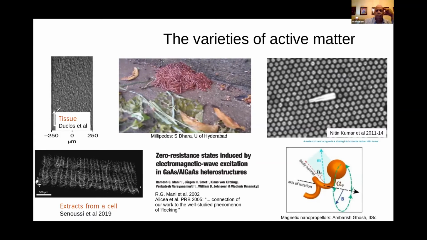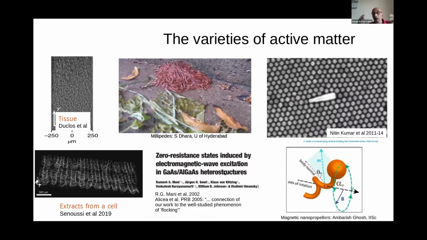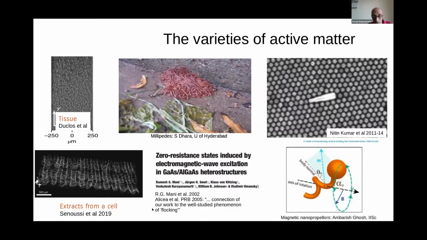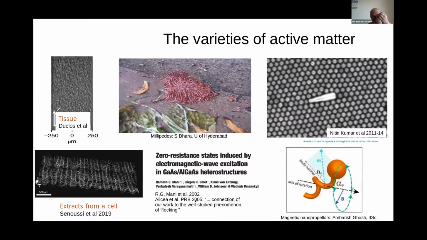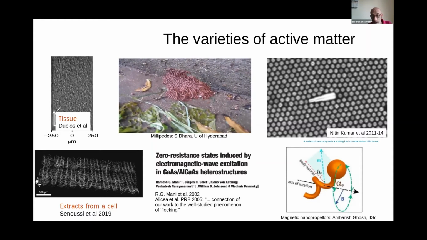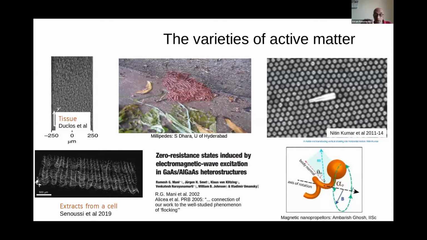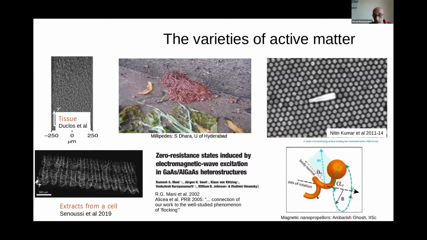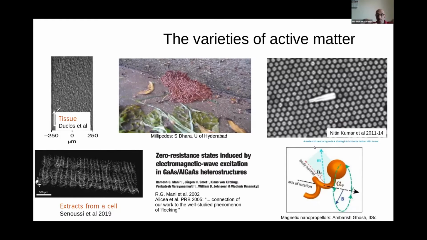Anyway, so you can even make artificial quantum active matter in irradiated 2DEGs, and this has been analyzed in that framework by Alicia et al. You can make artificial self-propelled objects either by having objects of a non-trivial shape and actuating them magnetically, like in this work by Ambarish Ghosh from our institute, or you can take a surface, you can put a particle on it, as in this picture.